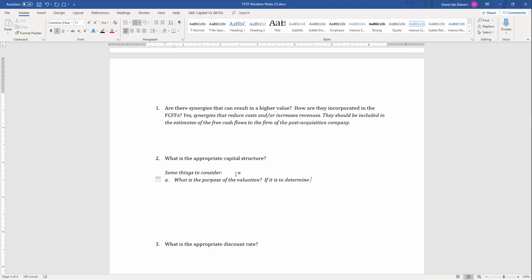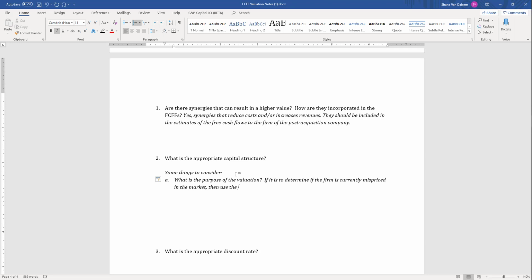If it is to determine what the appropriate value is, to determine if the firm is currently over or underpriced. I'll use the word mispriced here. Mispriced in the market.